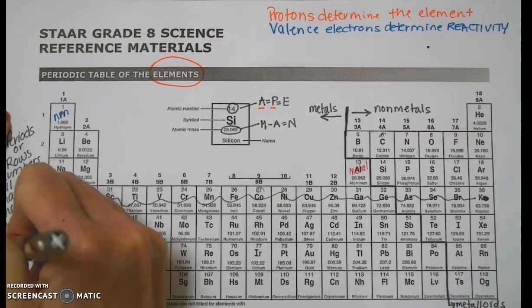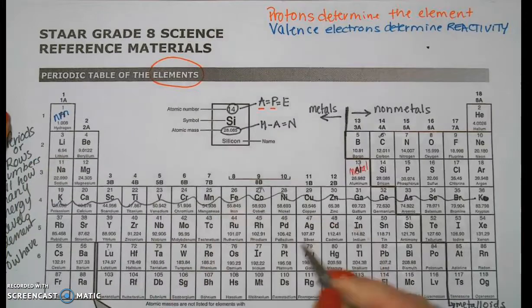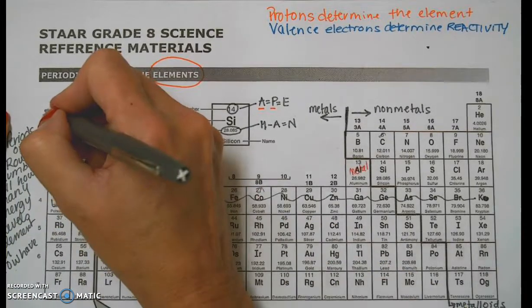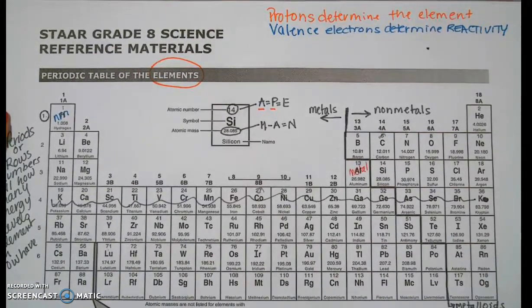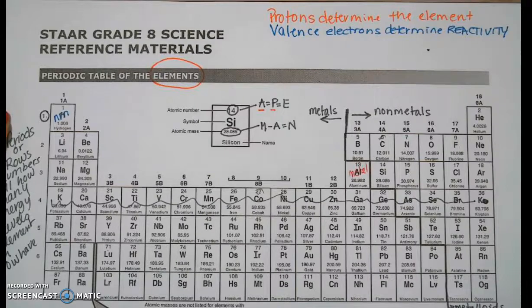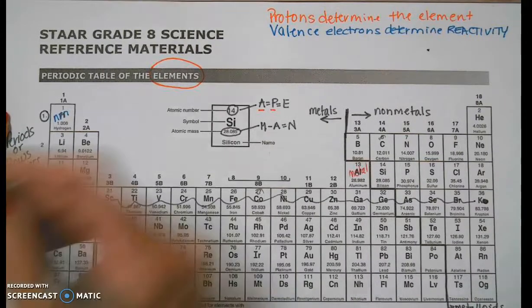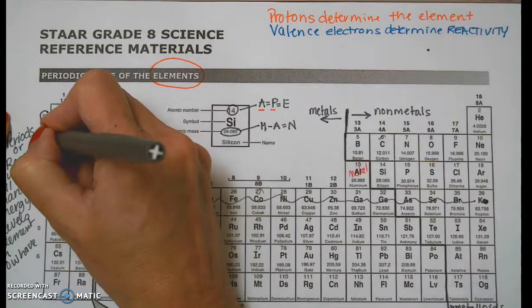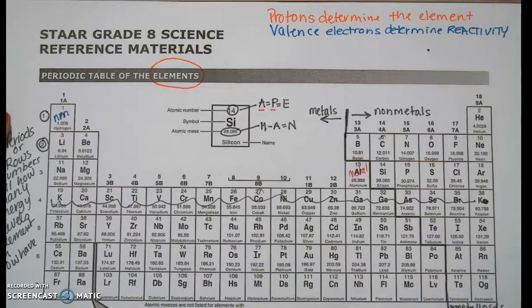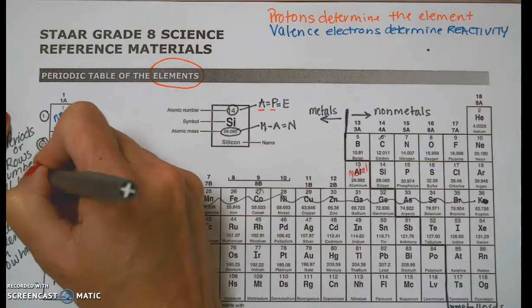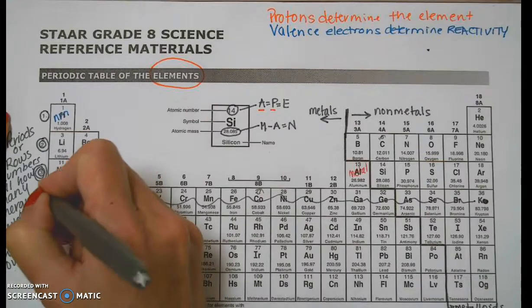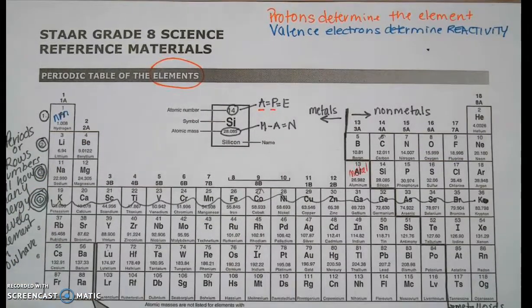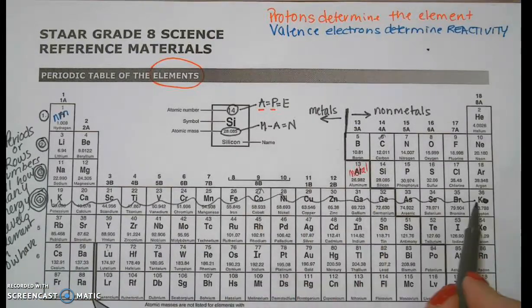So if I'm in period 1, I will have 1 energy level, or 1 electron orbital, 1 electron shell. Any way you want to say it, same thing. But if I'm in period 2, I'm going to have 2 energy levels. If I'm in period 3, I will have 3. And in 4, 4. So you get it. Each one of these elements in these periods have the same number of energy levels.